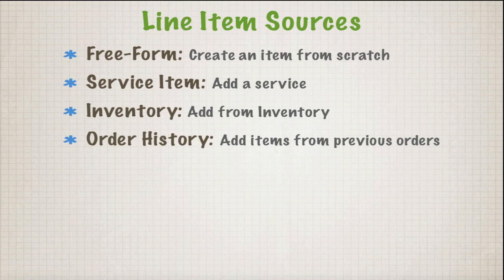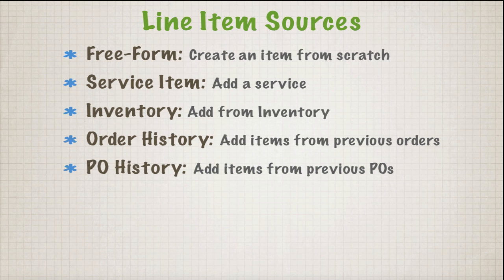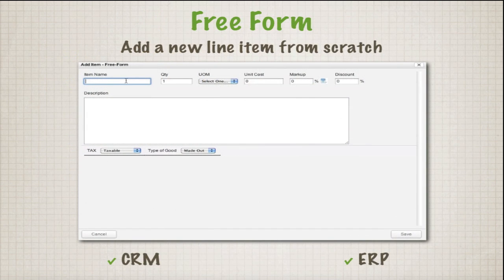Order history is the ability to add a line item from an existing order. This is ideal for reorder situations. And PO history lets you add a line item from a PO that was issued to a vendor. Let's review these options in a little more detail.